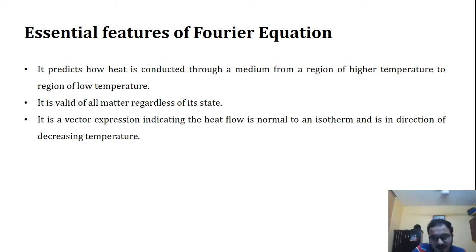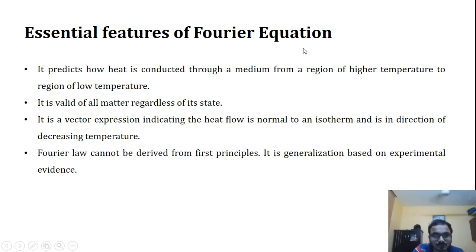It is a vector expression indicating the heat flow is normal to the isotherm and in the direction of decreasing temperature. Now if you remember our formula, Q is equal to minus KA dT by dx, then we were not indicating any kind of vector sign inside this formula. However, this formula or equation is based on some particular direction only. That is, the heat flow is normal to the isotherm and it is in the direction of decreasing temperature. So direction is very important for the heat flow, and Fourier's equation considered this direction.